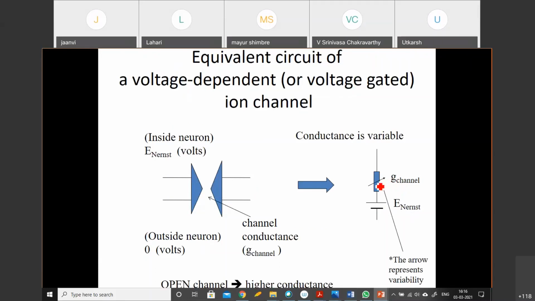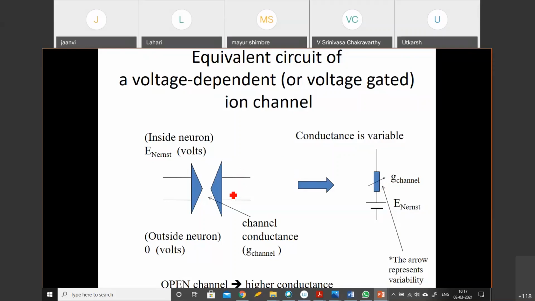Now, if you want to represent an ion channel which is voltage dependent, what that means is the channel can be opened or closed. So it's not a constant channel. Only a voltage dependent channel can be gated by the voltage, so its conductance can vary. But the other channels which cannot be gated just remain constant all the time.